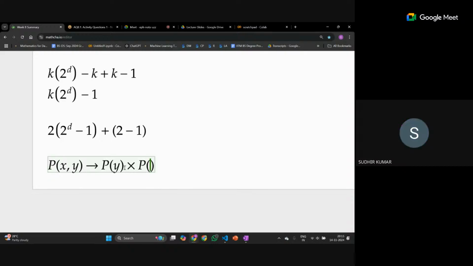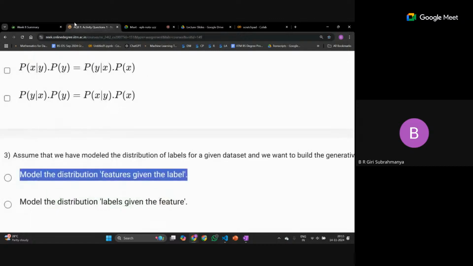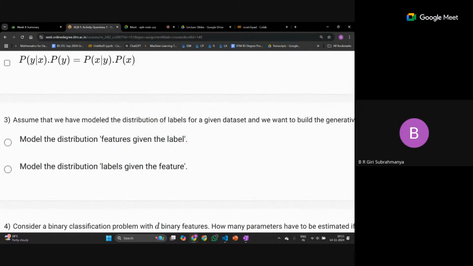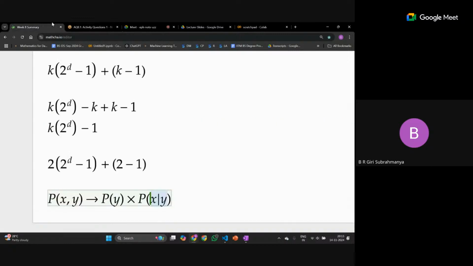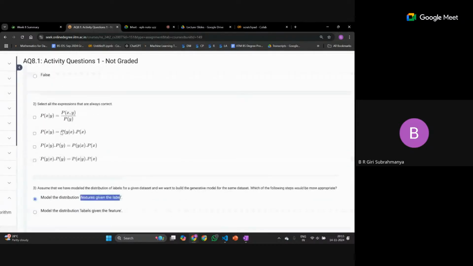P of x given y. Exactly. That's what we were doing all along. So what does this mean? Given a label, spam or not spam, predict the email, right? Predict the probability of the occurrence of an email. So it models the features given the label. Okay. So the first one.